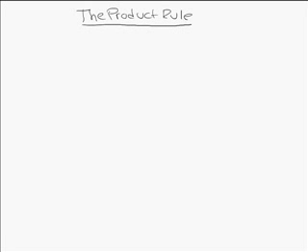Alright, in this lesson we're going to be talking about the product rule. And the product rule is a really handy shortcut we can use when we're trying to find the derivative of polynomials that are being multiplied together. So the product rule tells us that the derivative of two polynomials that are being multiplied together is A B prime plus B A prime.